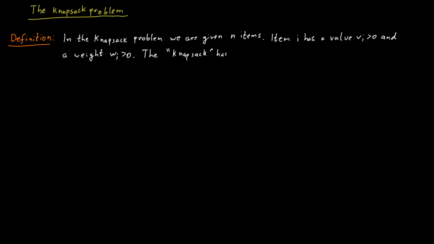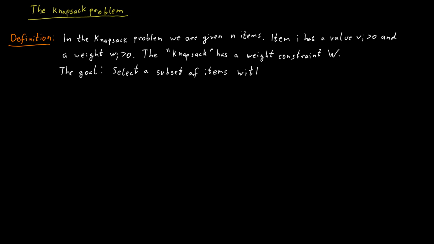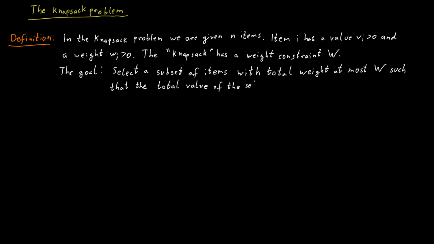We also have a knapsack that has a weight constraint of, say, capital W. Now, the goal is to select a subset of our objects in such a way that if we sum up all their weights, they don't violate the constraint of our knapsack. So we could put them all in the knapsack without the knapsack breaking. And ideally, we want to select a subset of objects that doesn't violate the weight constraint, while at the same time maximizing the total value that we can pack into the knapsack.